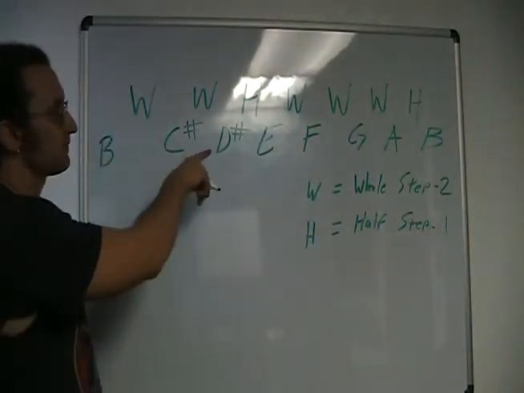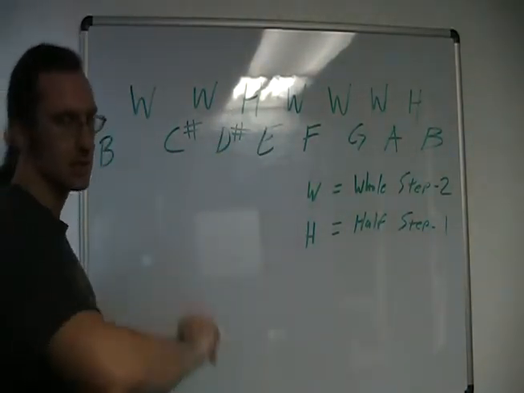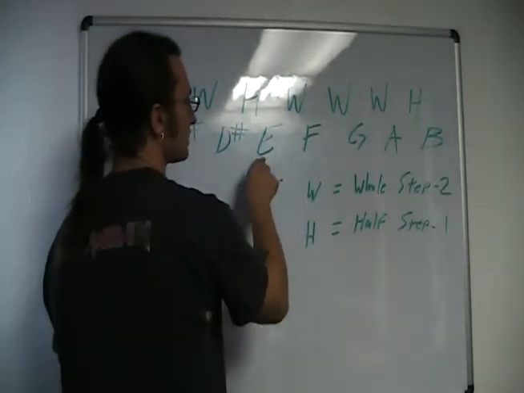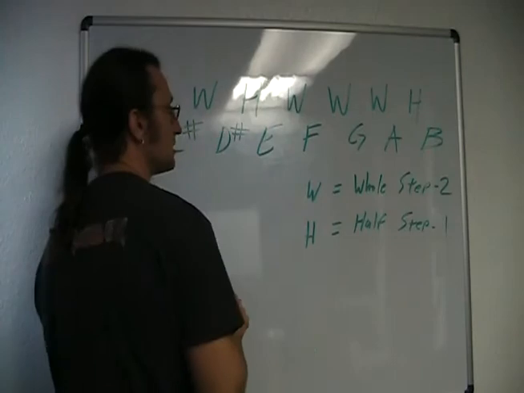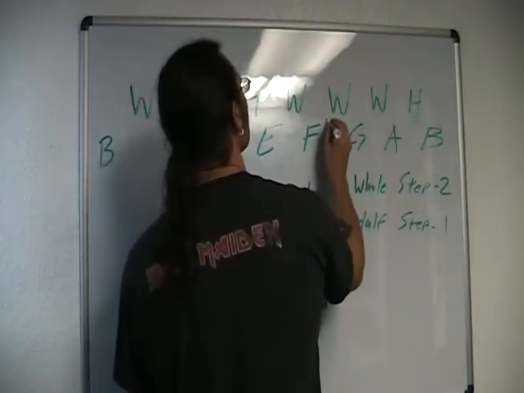A half step up from D sharp. Yes, that is E, so we leave that as is. That is correct. A whole step up from E is F sharp. So we need to add the sharp sign here.